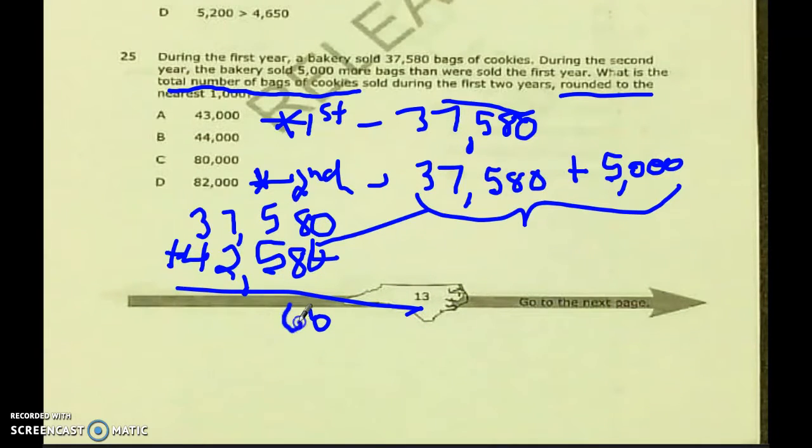0, 8 plus 8, 16. Carry my 1. 5 plus 5 is 10, plus 1 more makes 11. Regroup, 7, 8, 9, 10. Regroup, 4, 5, 6, 7, 8.